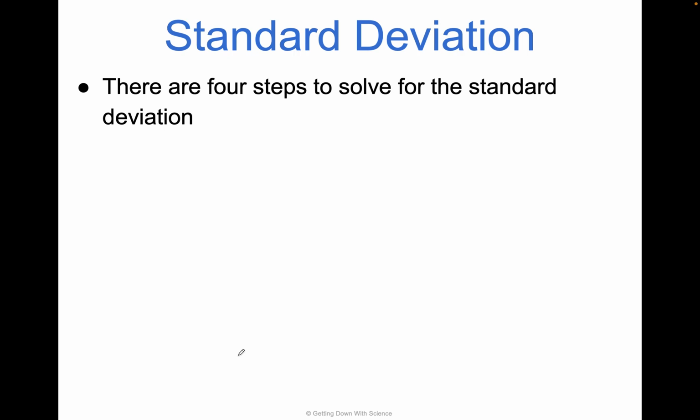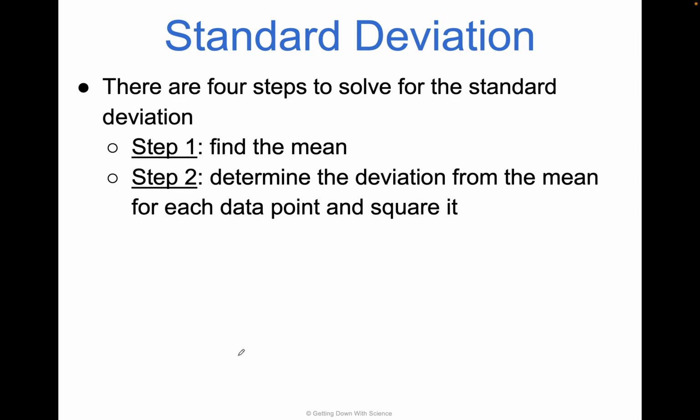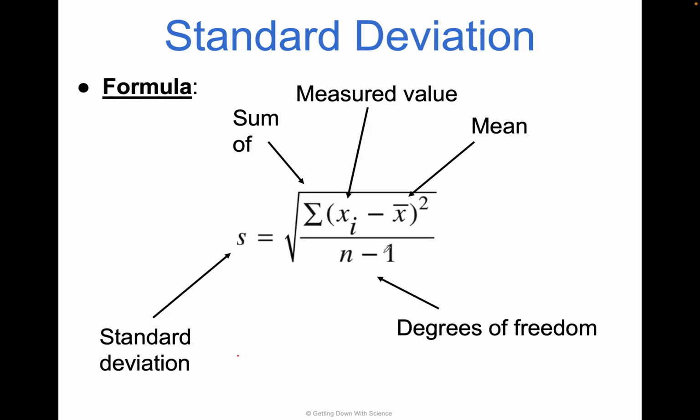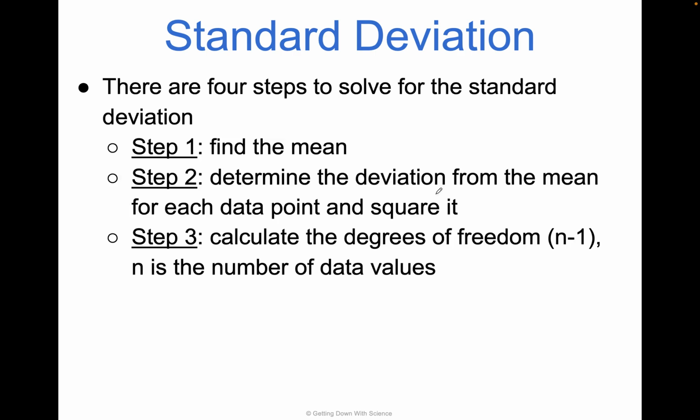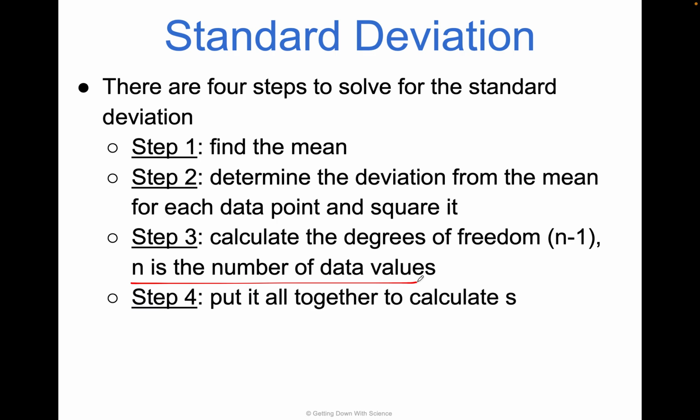There are 4 steps to solve this problem. First, you've got to find the mean. Next, you have to determine the deviation from the mean for each data point and square it. So that's this portion right here. There's your mean. There's your data point. You're going to find the difference and square it. Then you're going to calculate your degrees of freedom, where n is the number of data values. So for our 9 dogs in our previous example, that were sniffer dogs, our degrees of freedom is going to be 9 minus 1, so it'll be 8. Then you put it all together.